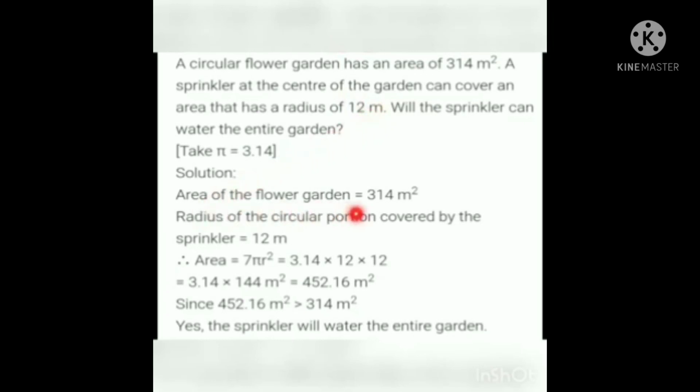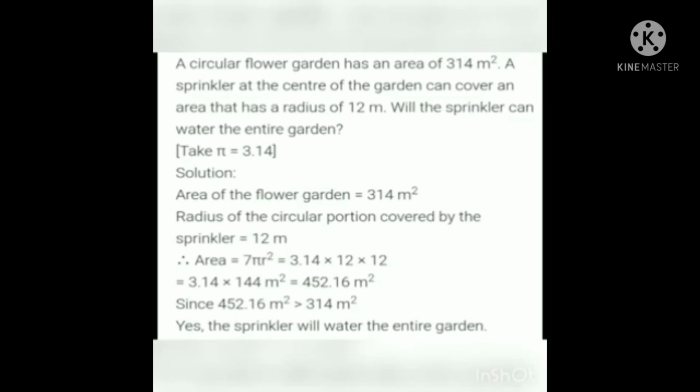The area of the flower garden is 314 meters square. That is given in the question. Now the radius of the circular portion covered by the sprinkler is 12 meters. The area covered by the sprinkler is pi r square, giving 3.14 into r, which is 12 here. So 3.14 into 12 into 12. 12 into 12 is 144, and multiplying, you get 452.16. So the area made by the sprinkler is 452.16 meters square, and the area of our flower garden is 314 meters square. Which area is larger? The area made by the sprinkler. So we can say this garden is watered by the sprinkler.